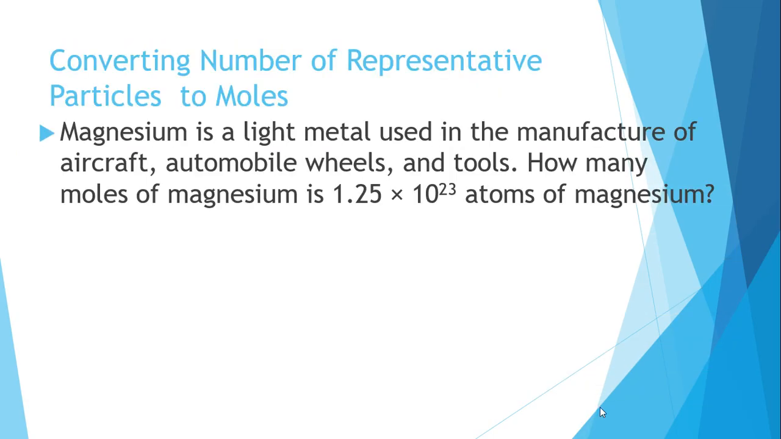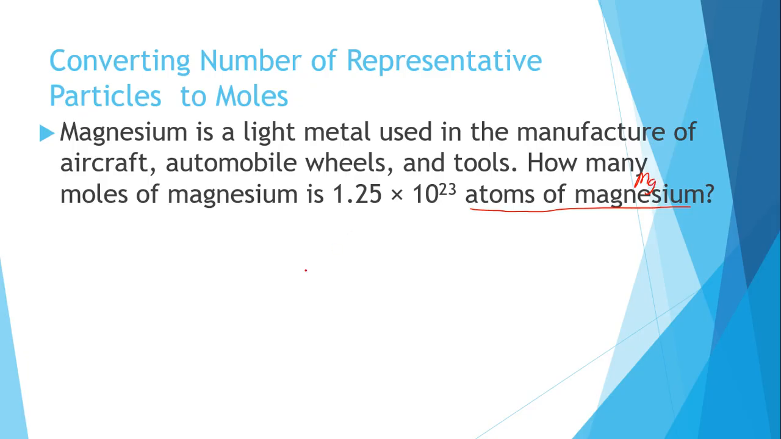Now let's get into doing some converting now that we refreshed ourselves on it. It says magnesium is a light metal used in the manufacture of aircraft, automobile wheels, and tools. How many moles of magnesium is 1.25 times 10 to the 23rd atoms of magnesium? First thing that you should recognize is that this says atoms of magnesium, and that makes sense. Atoms go with an element, and magnesium is the element abbreviated Mg.